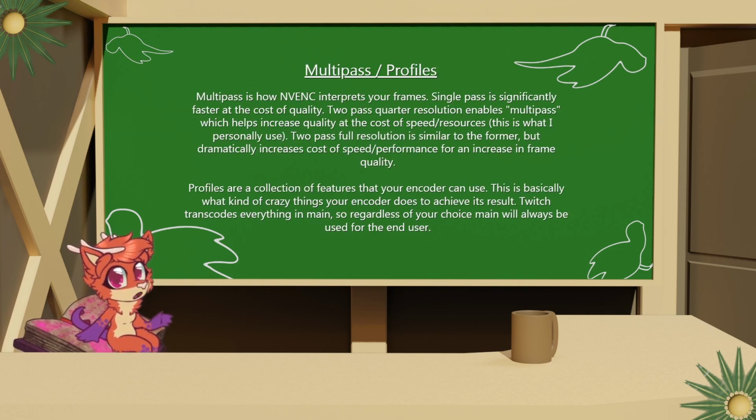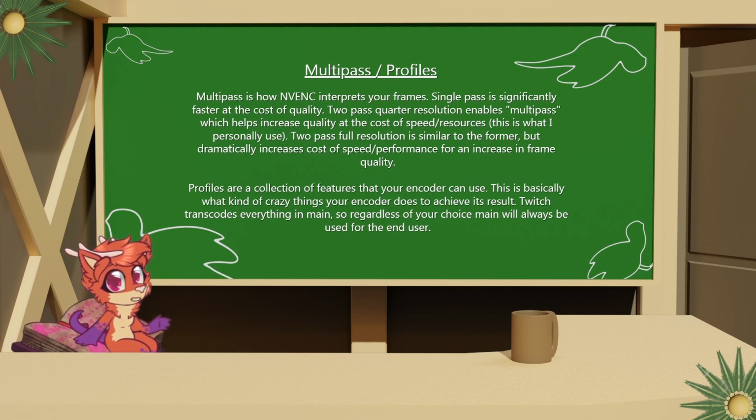Now, multipass, which is specific to NVENC, although there are other mentions of it in other places, but it's usually a kind of NVIDIA only thing, is how NVENC interprets your frames. Single pass is significantly faster at the cost of quality. Two pass quarter resolution enables quote unquote multipass, which helps increase the quality at the cost of speed or resources. This is what I personally use, and two pass full resolution is similar to the former, but dramatically increases the cost of speed and performance for an increase in frame quality.